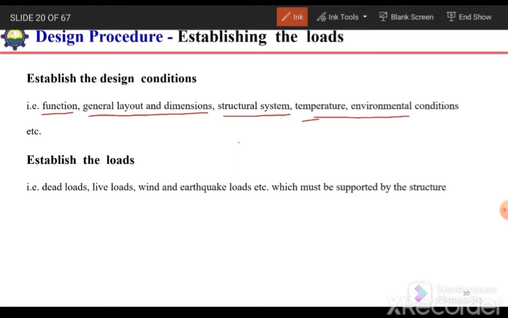So the next step is establish the load. So based on our function, as well as the environment condition and the location of the building, we need to decide the dead load, live load, wind and earthquake load. So these loads must be supported by the structure.